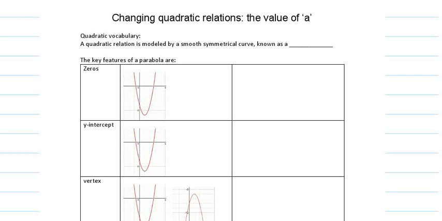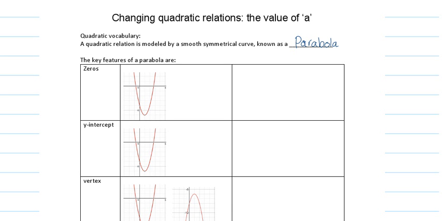So a quadratic relation is modeled by a smooth, symmetrical curve known as a parabola. Okay, so the name of it is called a parabola. As you can see, a parabola is a smooth, symmetrical shape. You guys know what the word symmetry means, right? Technically, if you remove the odd features, a face should be symmetrical. Our face is not symmetrical, right? But a face should be symmetrical, right?